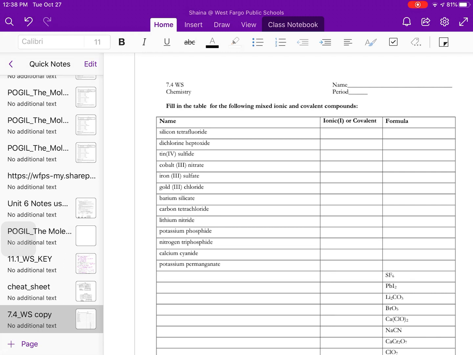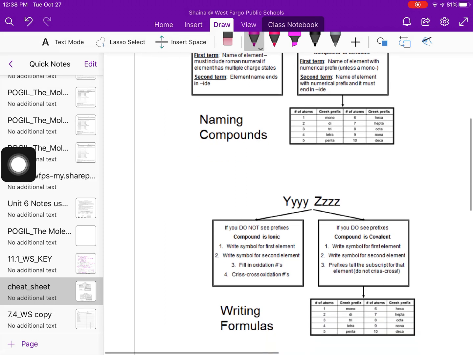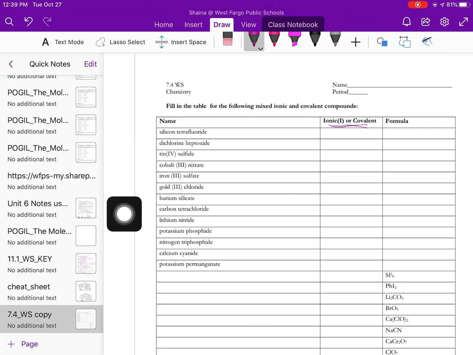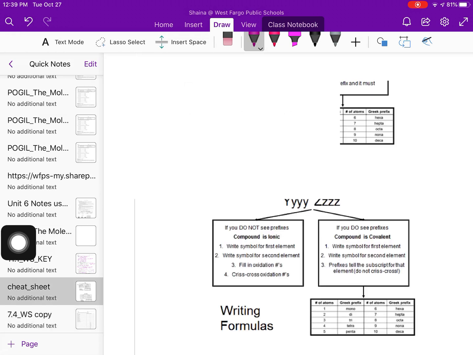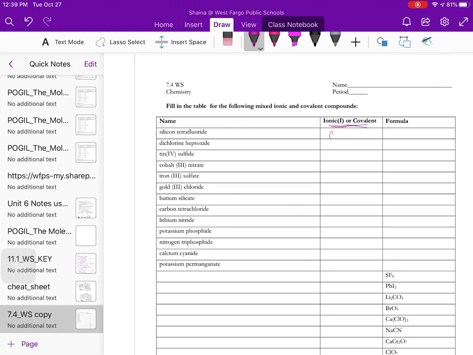So we have silicon tetrafluoride, and you first want to decide, is it ionic or covalent? So let's go to the cheat sheet. So we have silicon tetrafluoride. So if you're writing formulas, you want to see if you see prefixes or if you don't see prefixes. Well, I see the prefix tetra, so that means I do see prefixes. So we're going to follow this one. That means that it's covalent. So back here I'm going to write that it's covalent. You could put a C here, so you could have written C as well.